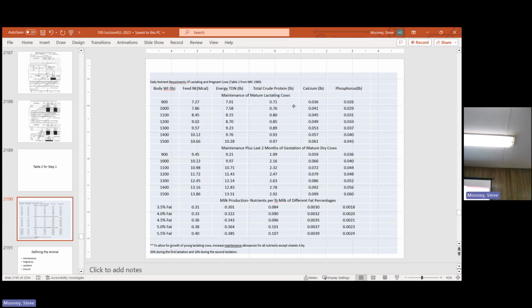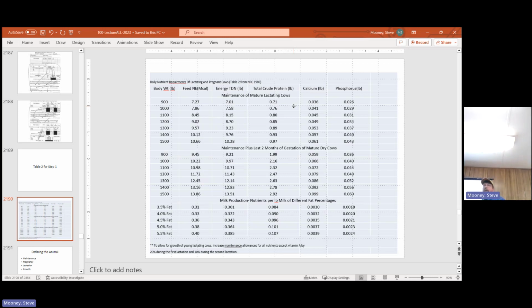of fat we're producing. So on this particular table, they just broke it out by different fat concentrations. If you're really going to be scientific about it, you have to account for both the fat and the protein. We'll get to that. But for right now, we're just gonna play with the fat level. So let's go with 4.0. So for every pound of milk, we're gonna need 0.33 megacalories to support that pound of milk.